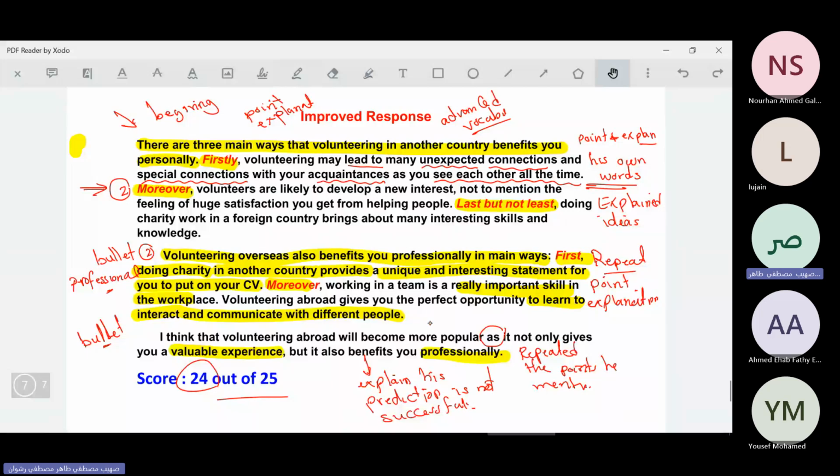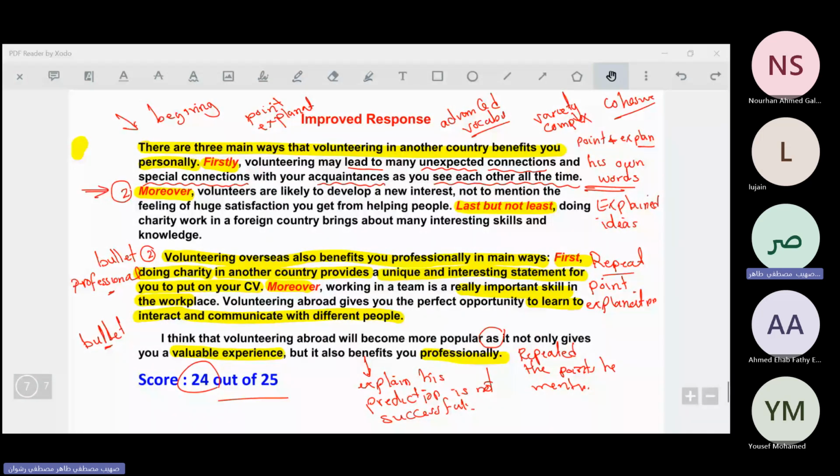Number 3, the variety of sentences. Be aware that you use complex sentences. And don't forget the cohesive devices. Please be aware of that. I already sent the PDF file to the group. Go to the PDF. You can print it if you like. Okay.